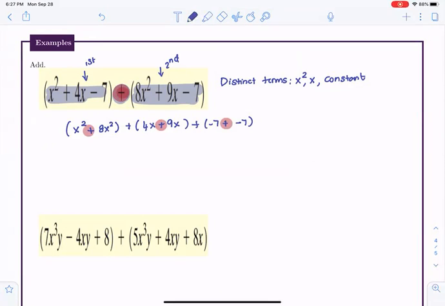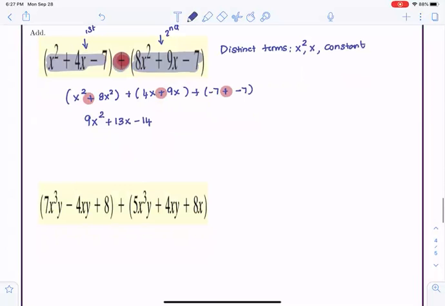x squared plus 8x squared is 9x squared. 4x plus 9x is 13x. Negative 7 plus negative 7 is negative 14. And that's the final answer. And keep in mind that if we combine a bunch of polynomials, we will end up getting a polynomial. So the answer here is a polynomial of degree 2.